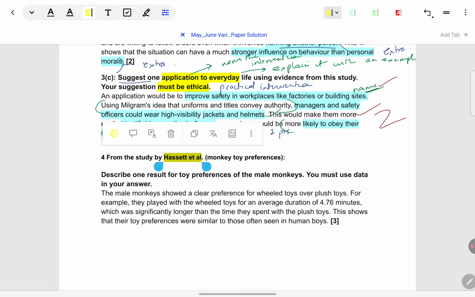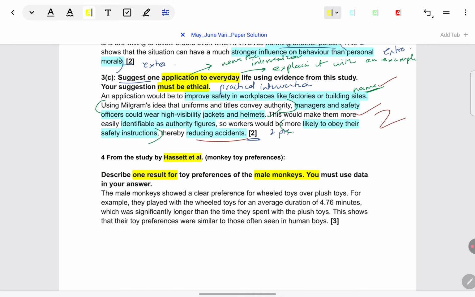From Hassett et al., they're asking: describe one result for toy preferences of the male monkeys. You must use data in your answer. Most of the time, students have a tendency to be averse towards remembering numbers like facts or comments from the studies. But I hope you can see now how important it is, because directly in the question it says you must use data. Without using data for a 3 marks question, the maximum you would get is 2, not more than that.